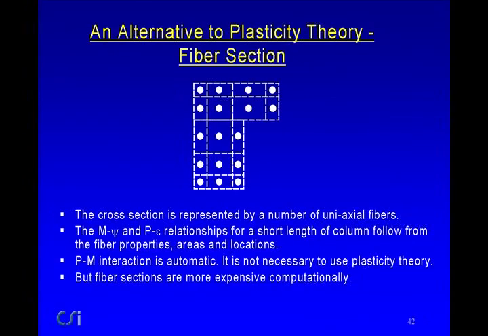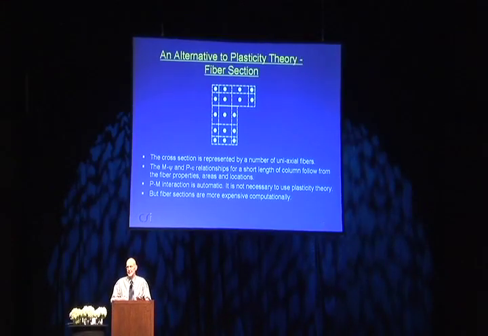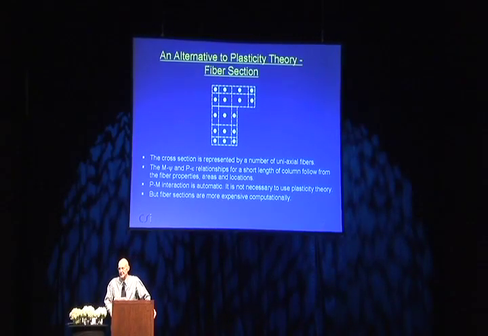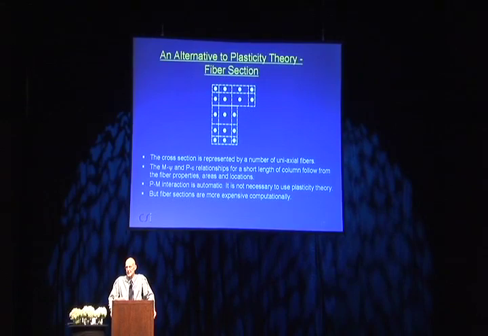An alternative plasticity theory is a fiber section. I've already talked about fiber sections a little for beams. The advantage of a fiber section in a column is that PM interaction is taken into account through the behavior of the fibers. You don't have to use plasticity theory. Another advantage is that since it doesn't use plasticity theory, it also applies for a concrete column as well as a steel column, because it does model the cracking correctly.